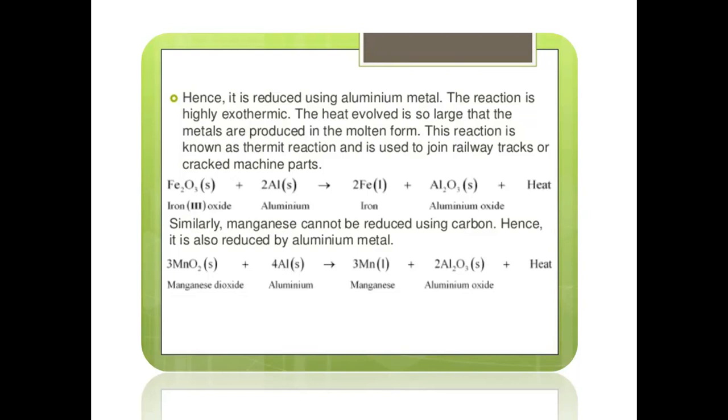Similarly, iron oxide, when reacted with aluminium, forms iron plus aluminium oxide plus heat. And this reaction is highly exothermic. The heat evolved is so large that the metals are produced in the molten form. This reaction is known as the thermite reaction, and it is used to join railway tracks or cracked railway parts, machine parts of railways. Right, students? It means basically it is used for welding purposes. So this reaction is very important to keep in mind.